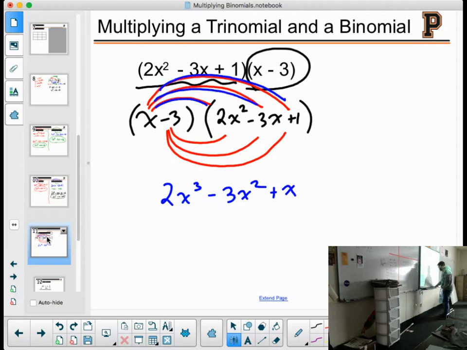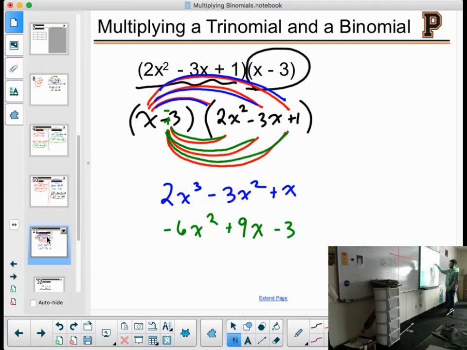The bottom half of this, taking -3, remember it is a negative that you're distributing, multiplying it by 2x to the second power. That's -6x to the second power. -3 times -3x is going to get you positive 9x. -3 times 1 is -3. So you'll see that it's the same as FOIL, it's just doing it more than one time. On the bottom, this is where all the green responses are coming from. On the top is where the blue responses are coming from. And then we just got to combine everything that's alike, and we're good to go.